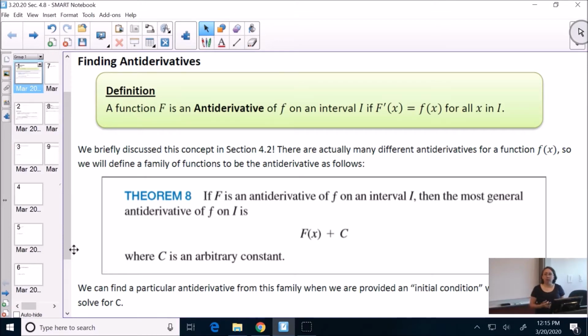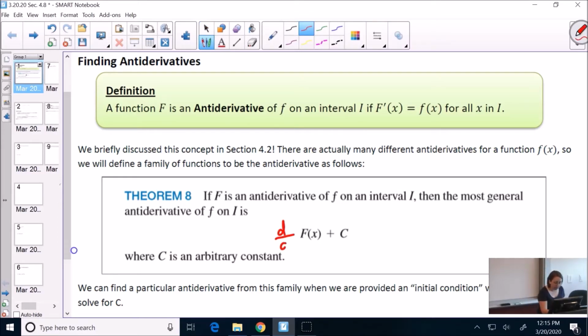But you're going to see as we go through the section that that notation isn't used very often in the big picture of math. Alright, so theorem. If capital F is an antiderivative, opposite of a derivative, of little f, then the most general antiderivative of little f is this function here. Why? Well, if we were to take the derivative of this, then the derivative of capital F is little f. By definition, capital F is the antiderivative, so if we take the derivative of that, we get little f. The derivative of c is a constant. What's the derivative of a constant? 0. So we end up with just little f.